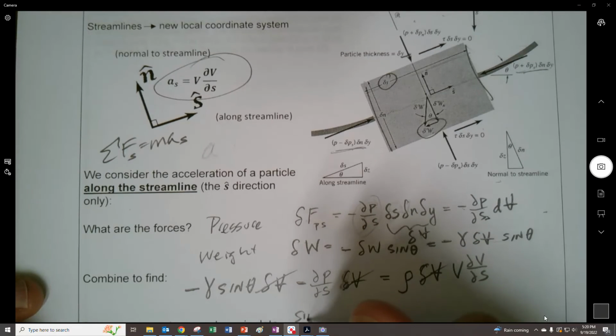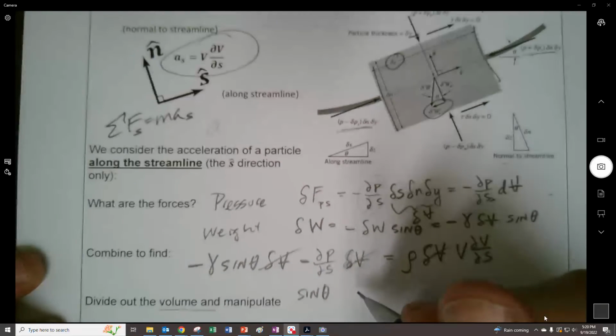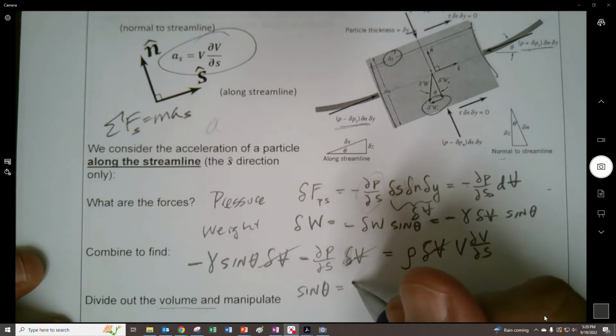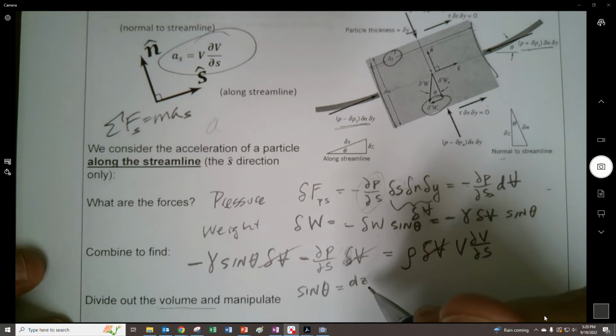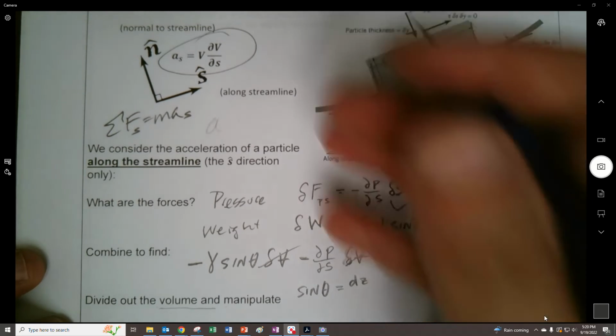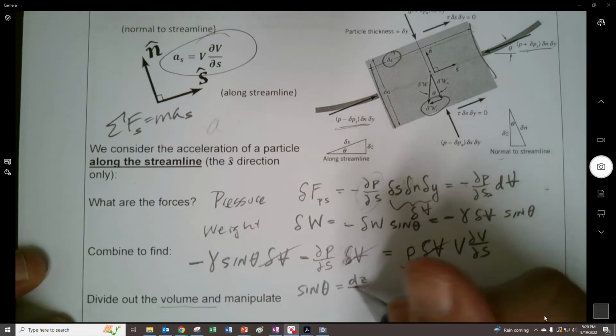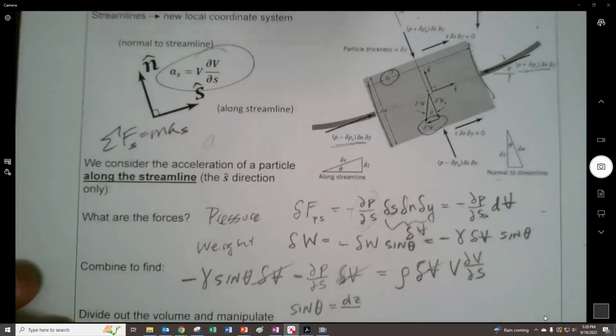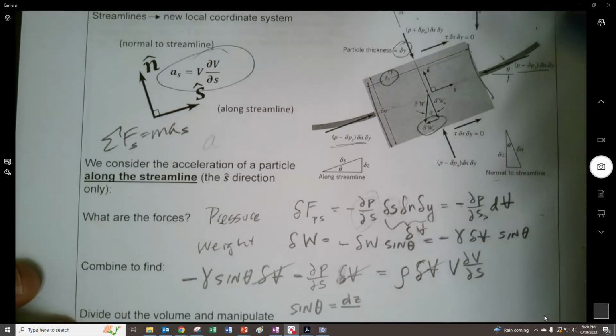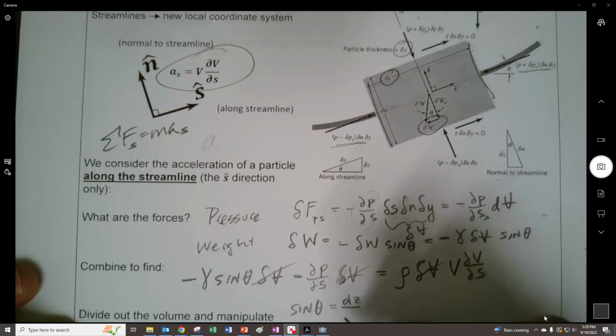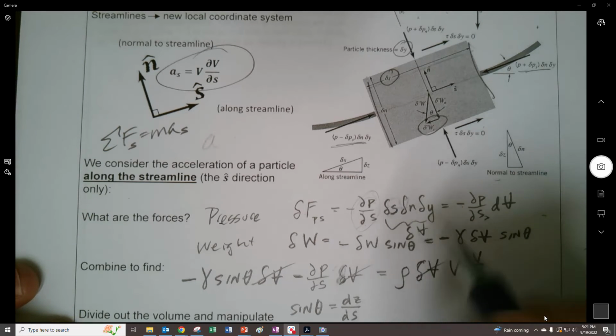First off, I can say that the sine of theta is going to be equal to dz, I think we're calling it z. Yeah, okay, so it's dz. Z is in the vertical axis, right? The axis out of the page is y, right here. So dz ds right in there.